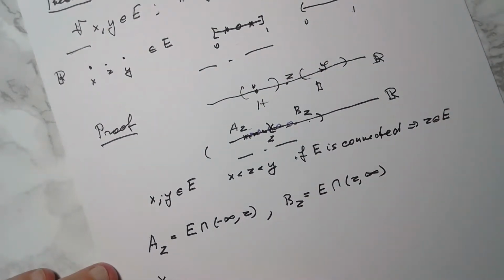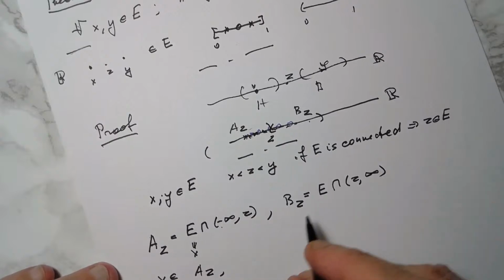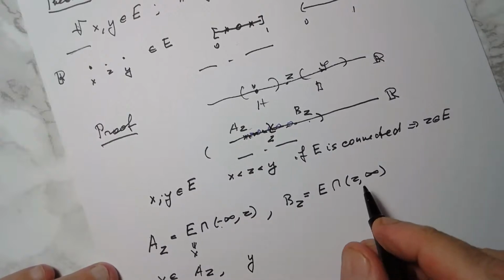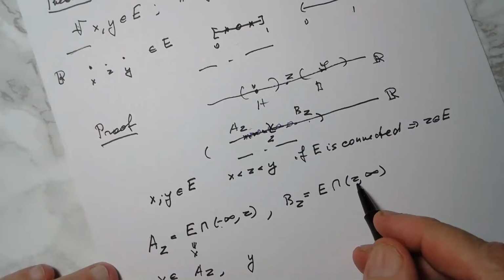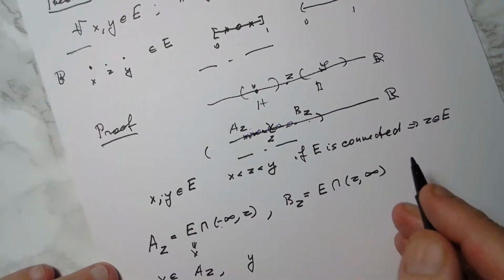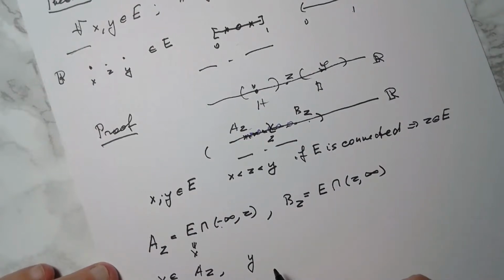Okay, so x being less than z, x belongs to E, right? And x is less than z, so it belongs to this set, and therefore x is in A sub z. Likewise, y is greater than z, and so it belongs to the set (z, infinity), and it also belongs to the set E, so y is in B sub z. Do you agree with me?